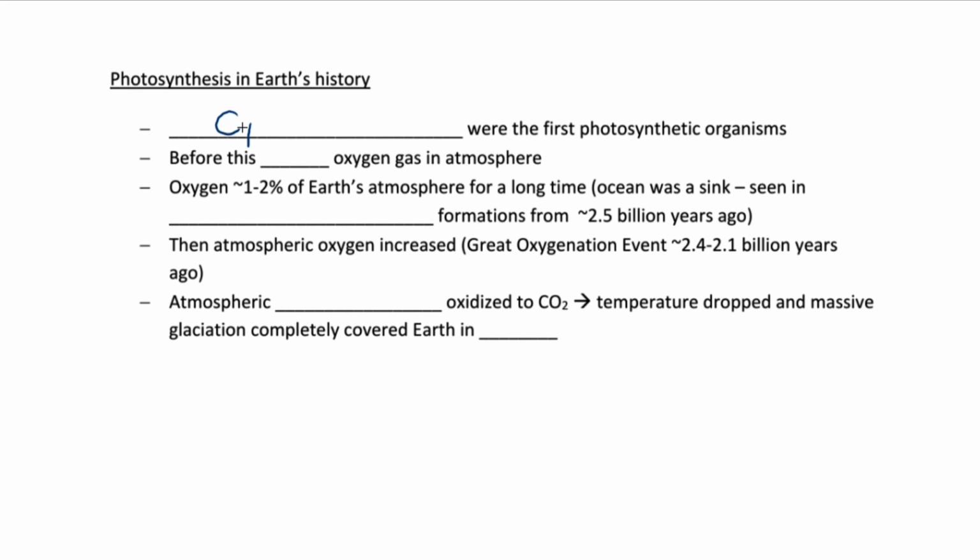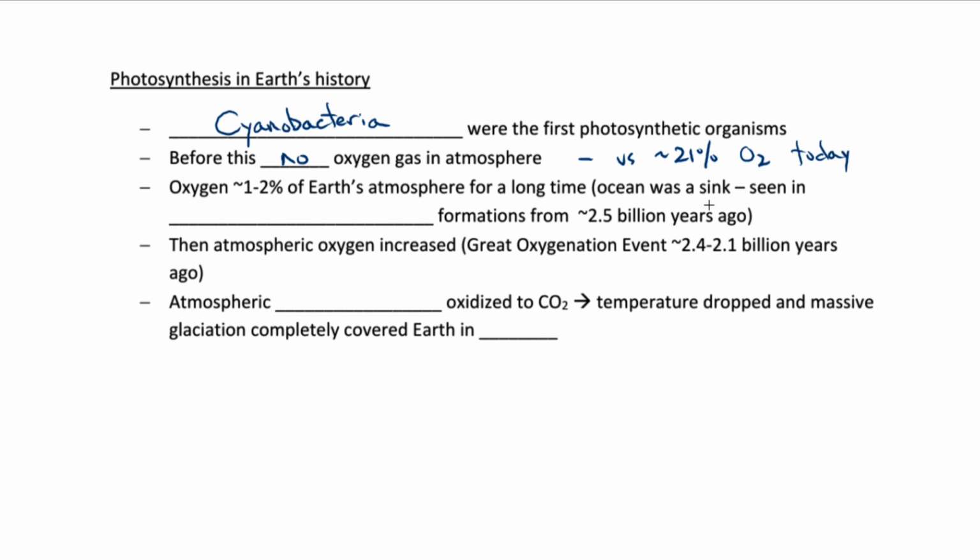Now, cyanobacteria, which are photosynthesizing bacteria, were the first photosynthetic organisms. And before this, there was no oxygen gas in the atmosphere. In contrast, there's about 21% oxygen today in the atmosphere. And even after cyanobacteria evolved, there was not a sudden burst of oxygen at 21% like there is today. It was much lower, around 1 or 2% of Earth's atmosphere for a long time, and that's because the oxygen was being taken up by the ocean.